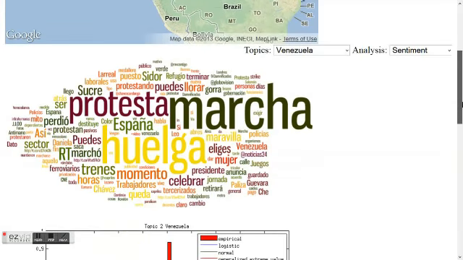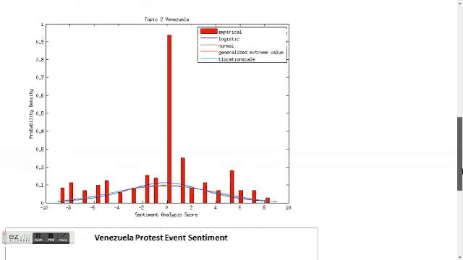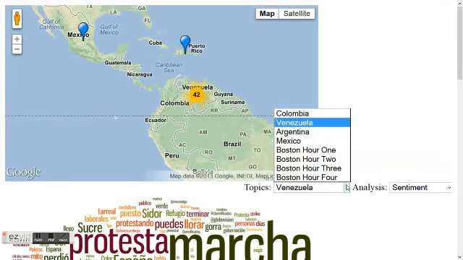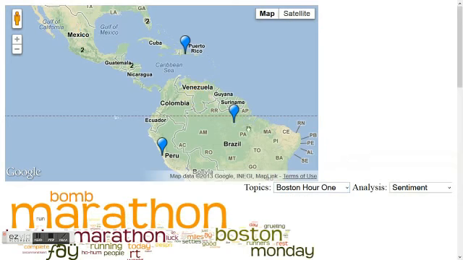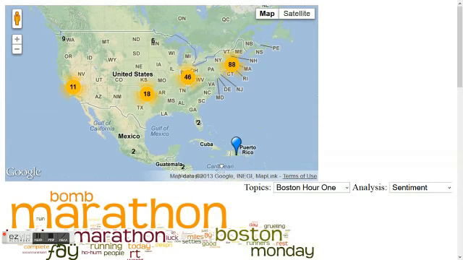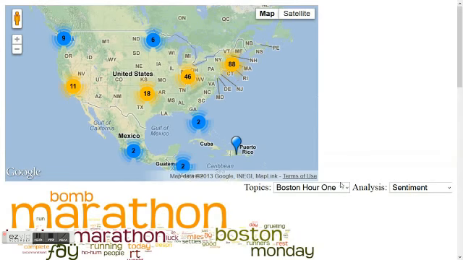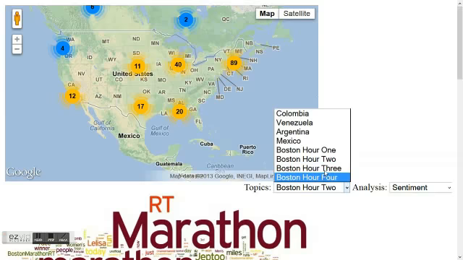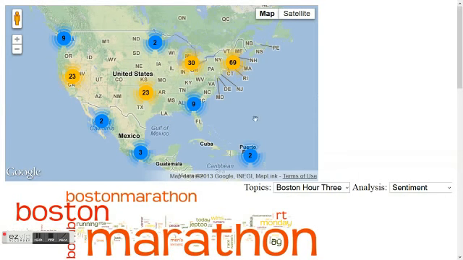We now shift our attention to our second dataset, the Boston bombing. As you can see, a lot of activity around the Massachusetts area. In the second hour, you can see that there are a lot more people throughout the country tweeting about the incident. At about the third hour, the number of people who are tweeting have also increased, and the distribution across the country has increased too.